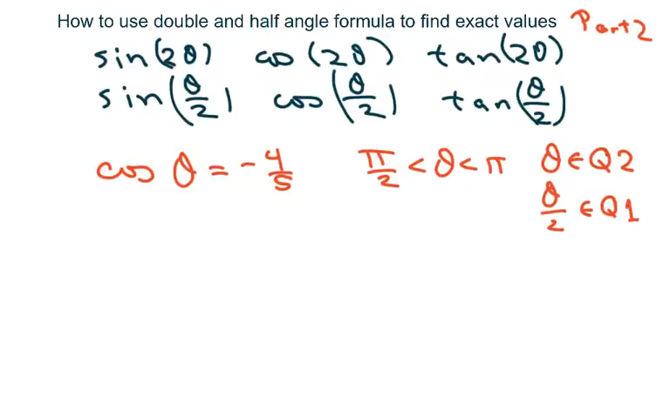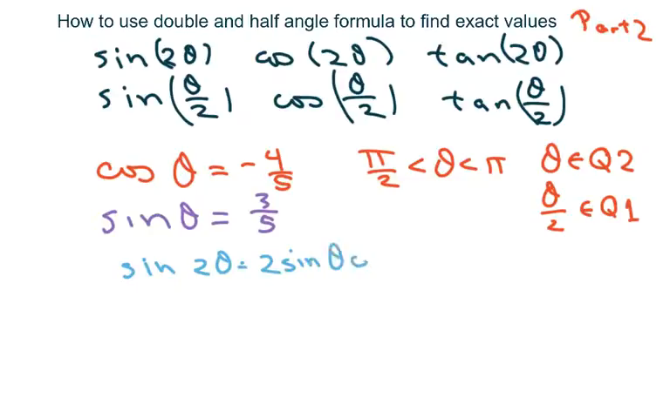All right. So the first thing I have to do is find sine. Since I'm in quadrant 2, I know that sine of theta is 3/5 because of my Pythagorean triples. And sine is positive. So the first thing we're going to do is find sine of 2 theta. You just write down your formula and plug everything in. It's going to be 2 times 3/5 times negative 4/5, which gives us negative 24/25.